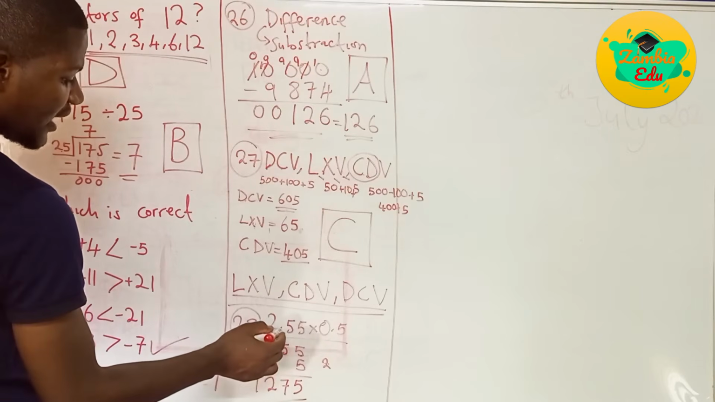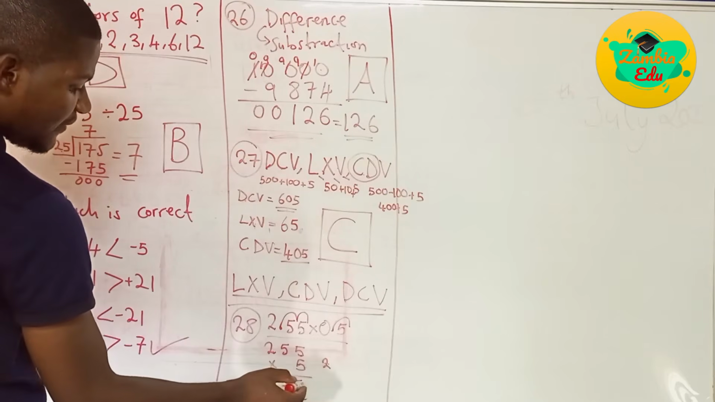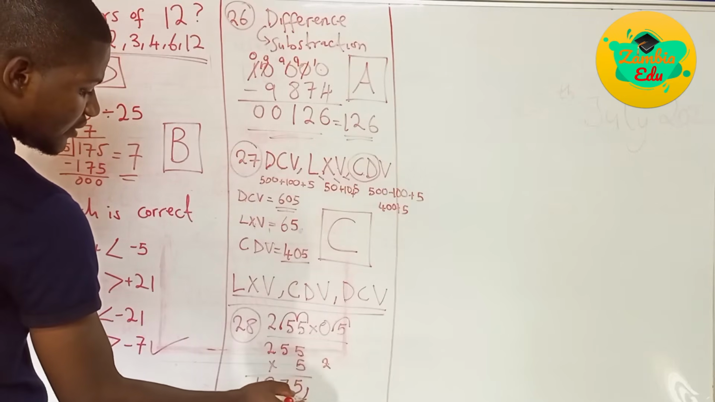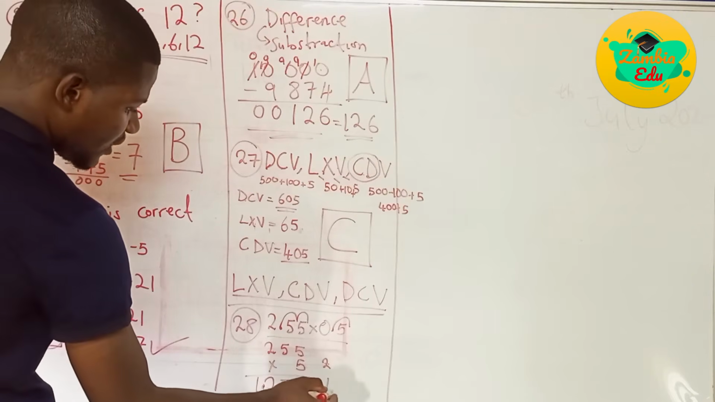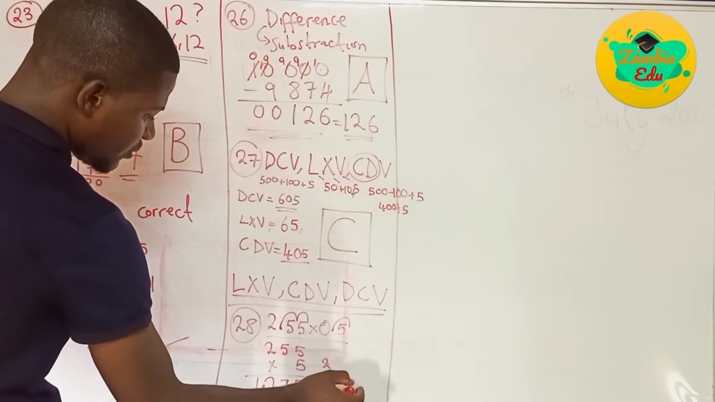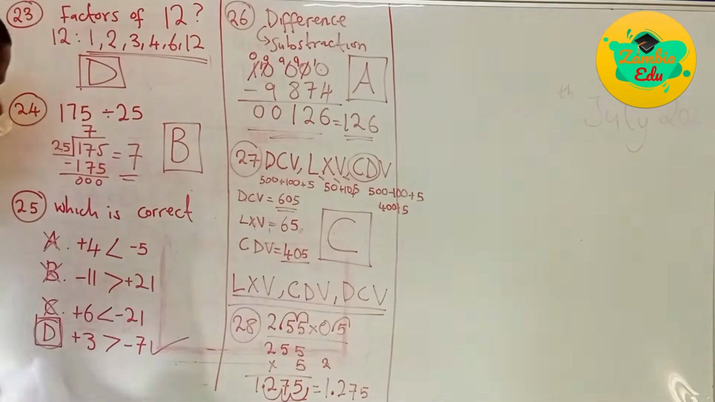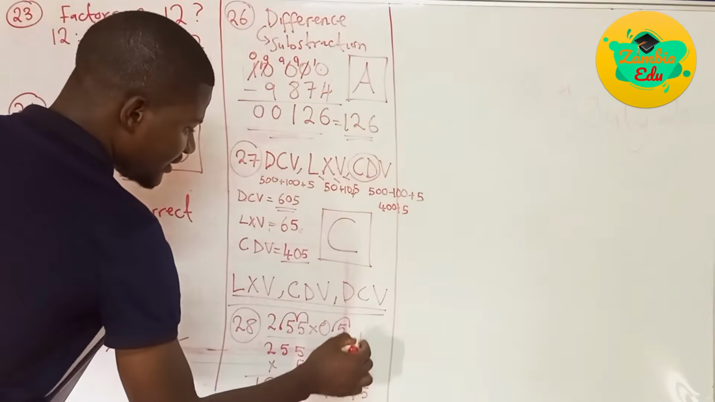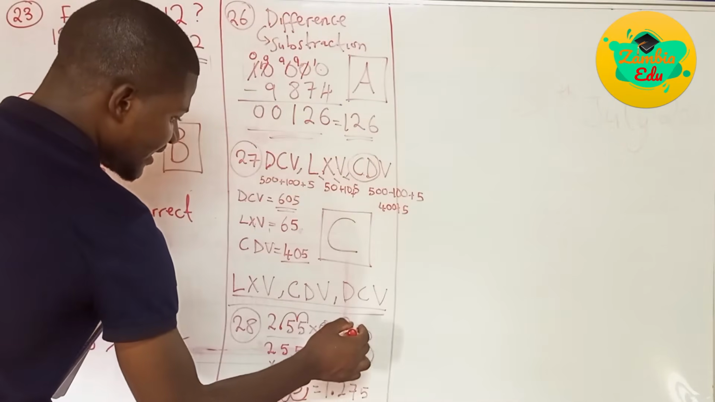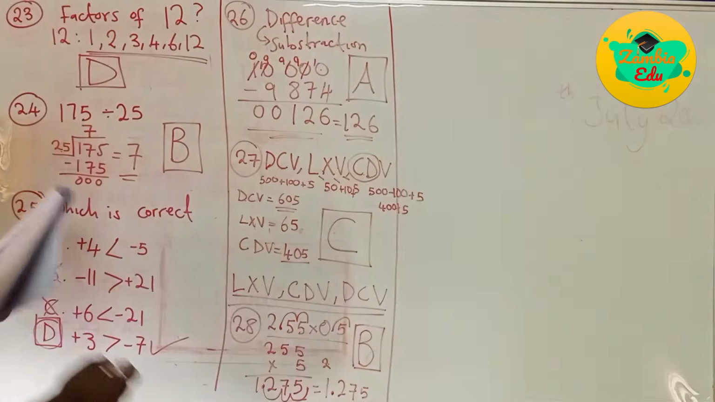However, we remember that we had decimal places, 1, 2, 3. So we have to get back our decimal places here. So we count 1, 2, 3. And our answer becomes 1.275 after multiplying. And that answer was represented as option B. So we can safely say the answer for 28 was B.